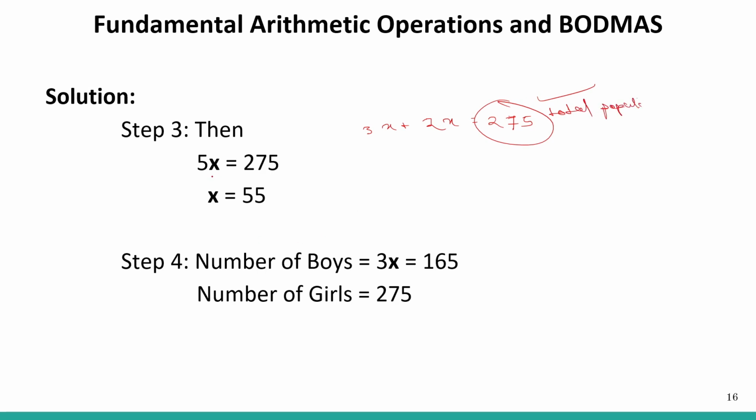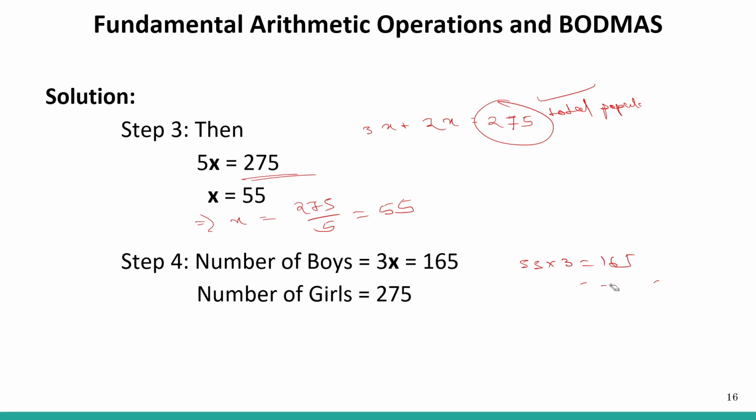Okay. So if 5x is equal to 275, this implies that x is equal to what? 5x by 5 is equal to 275 by 5. So this is luckily equal to 55. There are no decimal points involved. Okay. So the number of boys will be 3x, that is 55 into 3, that is 165. Okay. So the number of girls is equal to what? 55 into 5, that is equal to 275. Okay.